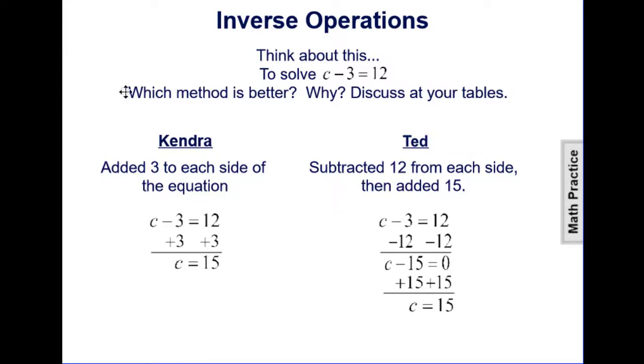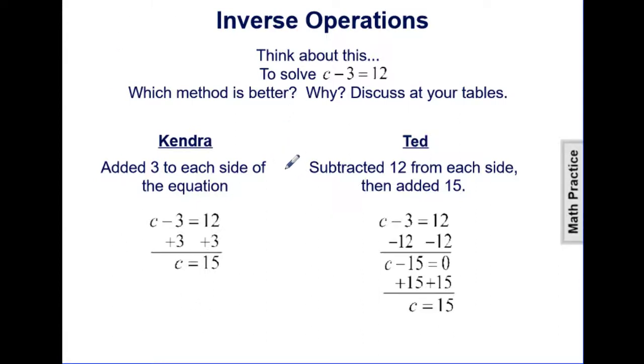Now think about this. To solve c minus 3 equals 12, which method is better? So let's look at Kendra, who wants to add 3 to each side of the equation. Ted wants to subtract 12 from each side and then add 15. Both are arriving at an answer of c equals 15. Discuss now which method you think is better and why.